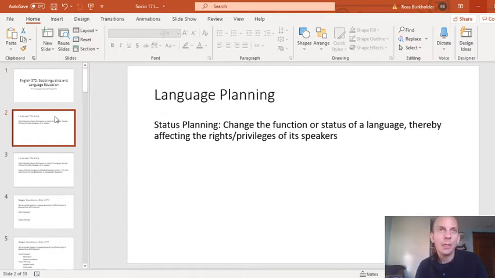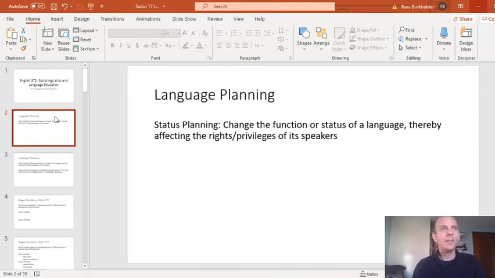So a classic, probably the classic move in status planning with languages is raising a language to the status of a national language, right? So many countries have national languages declared. Some one, some many. Up to, I don't remember how many South Africa has, but it's something like 17, perhaps. Fact check me on that, somebody please. It's a lot.